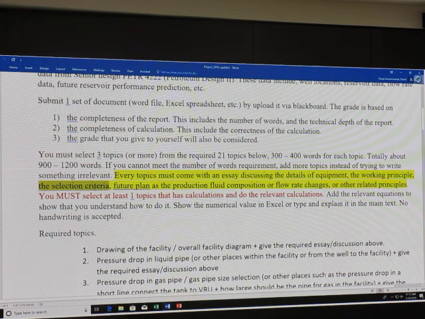The way that we select it, number one, we calculate the BTU per hour or firebox rating. Then we look at the pressure drop in the coil. For the future plan, as production changes, if we have a decrease in the gas flow rate, we may take it out or something like that. You discuss that if the flow rate changes. For other related principles, you may discuss the safety. It is not safe to operate it over 200 because the water in the tank will boil.